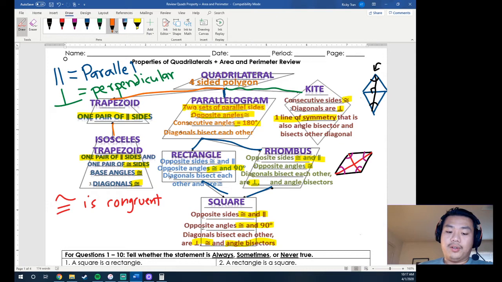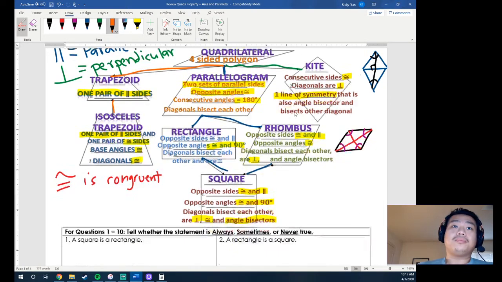Okay? So the blue lines state either always or sometimes, and then the different color lines means never. So like a trapezoid will never be a kite. Trapezoid is never going to be a kite. Parallelogram will never be a kite.